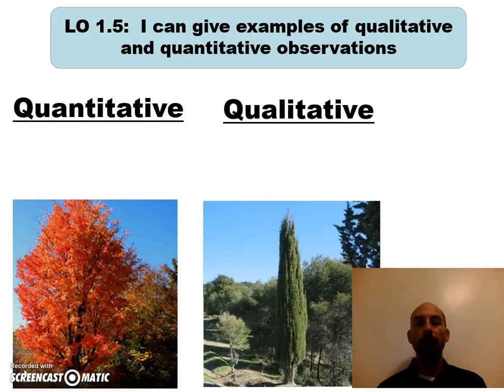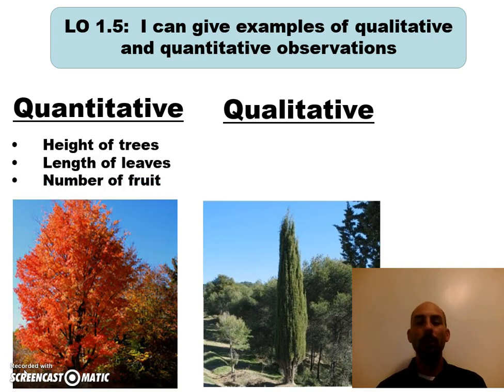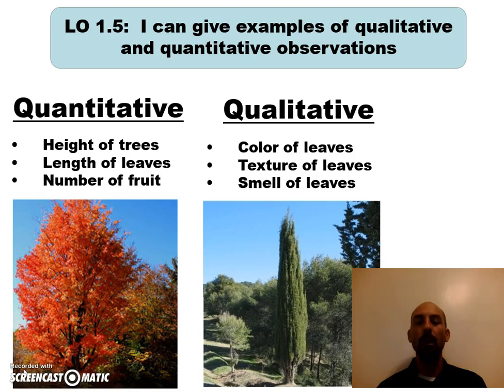Let's look at an example here. If you were doing research on trees and taking down some quantitative observations, you might look at the heights of the trees, the length of the leaves, or the number of fruits that they produce. Some qualitative observations might include colors of the leaves, or textures of the leaves, or the smell of the leaves.